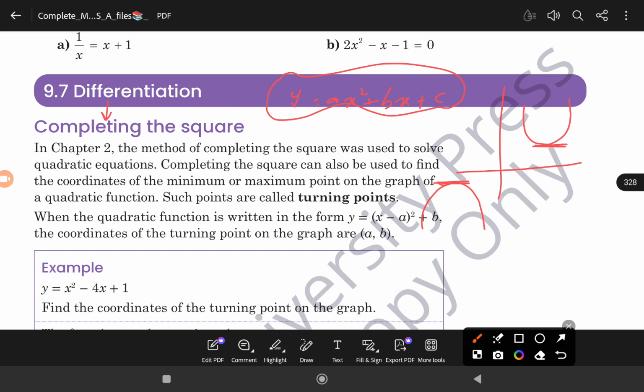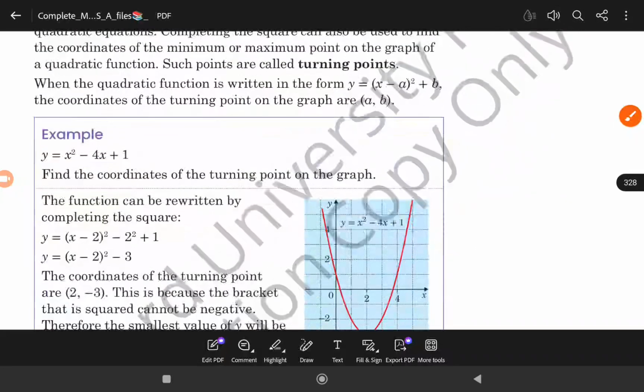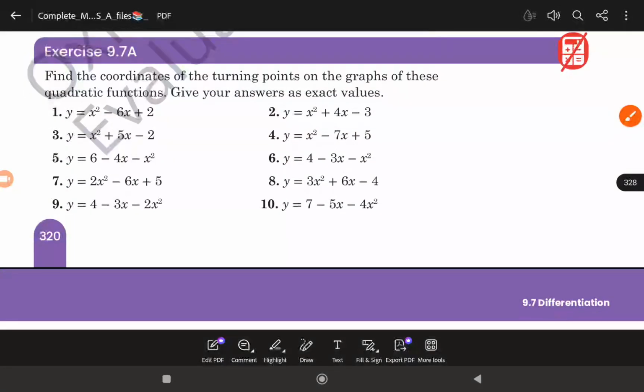By this method, we are not going to use the graph. By the completing square method, just from some calculations, we can find the turning point of the quadratic equation. So let's start. We have some different types of equations. There are some criteria for applying the completing square method.